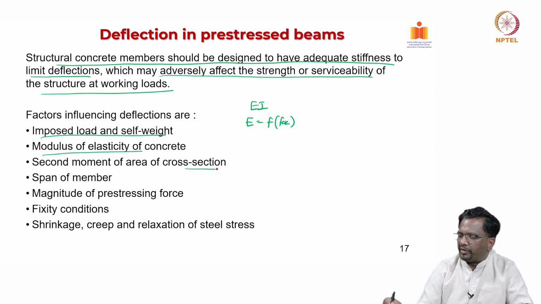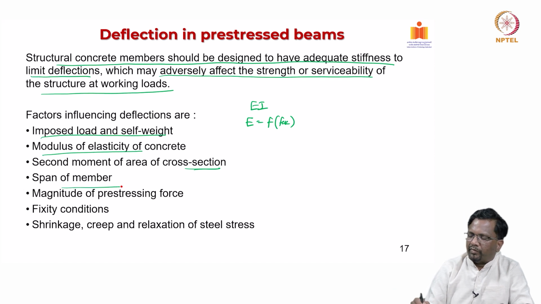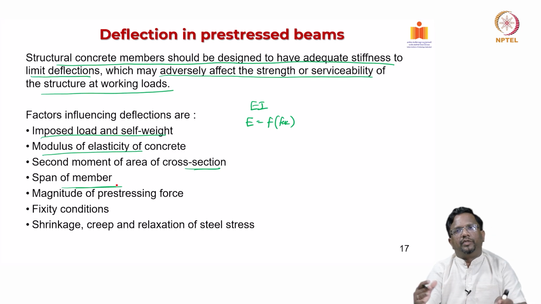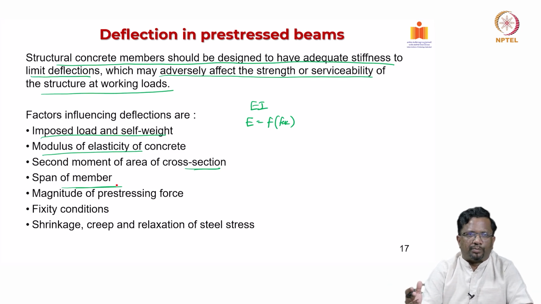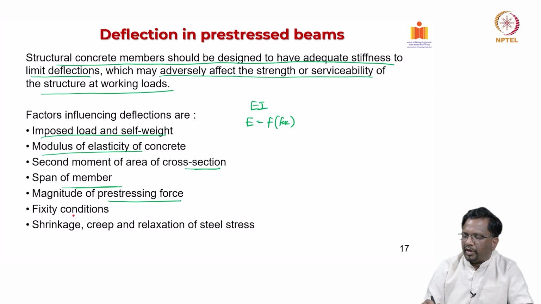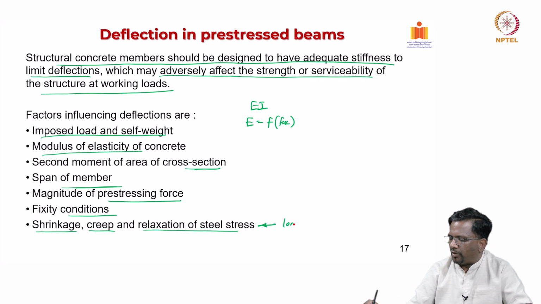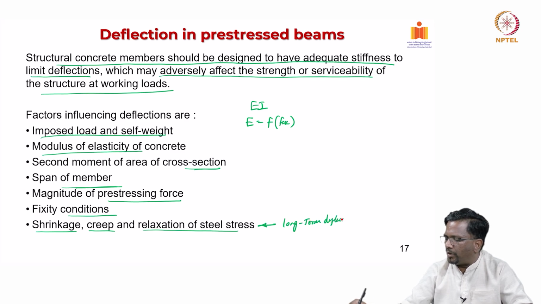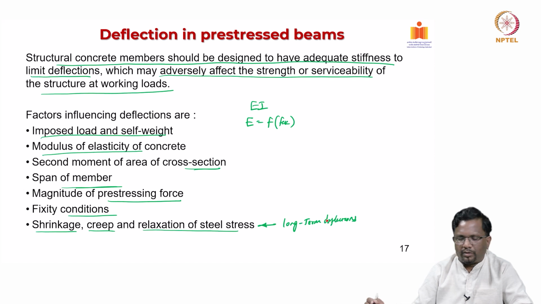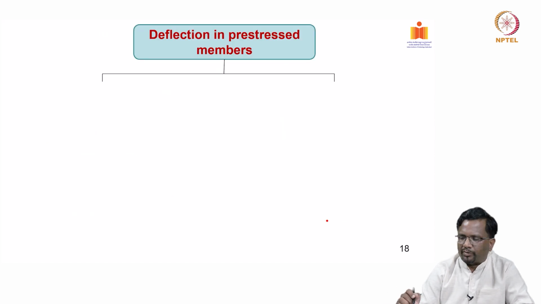And second, the moment of inertia or moment of area of the cross section, I, makes a difference. And span always, when you want to go for a longer span, that is why you go for pre-stressing, because the deflections will be less. And the magnitude of the pre-stressing force also, and fixity conditions, boundary conditions. And another important aspect is that shrinkage, creep and relaxation of steel also will increase. So, these things will produce something called long-term deflections. Okay.